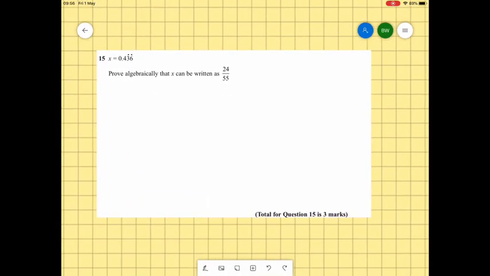Okay, fourth question. So pause the video and give this one a go. Okay, so x is 0.436 and both of those two digits are recurring. That's why those two dots are above just those two. Prove algebraically, that this can be written as 24 over 55.